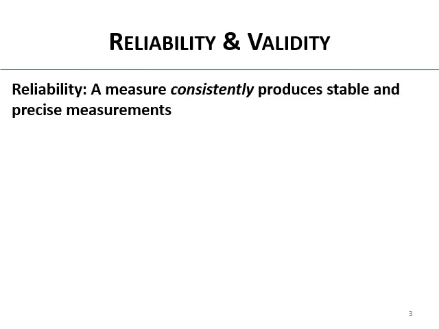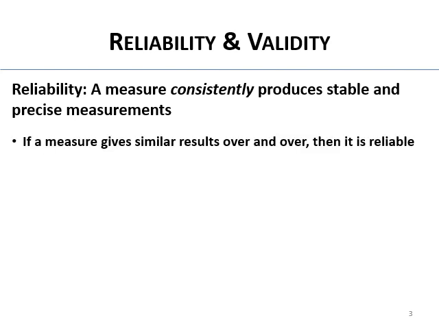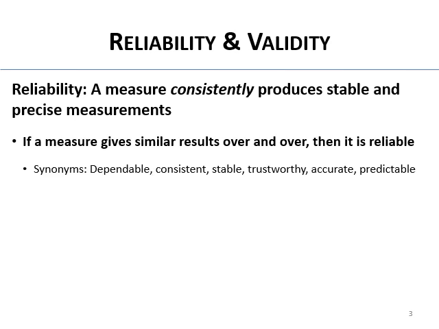So what's reliability? Reliability is when a measure consistently produces stable and precise estimates. So consistent, stable, precise. So if a measure gives you the same results or similar over and over, then it's reliable. Some synonyms for that are dependable, consistent, stable, trustworthy, accurate, predictable. Those are all things that mean a measure is reliable.